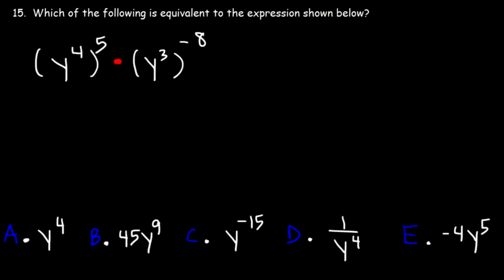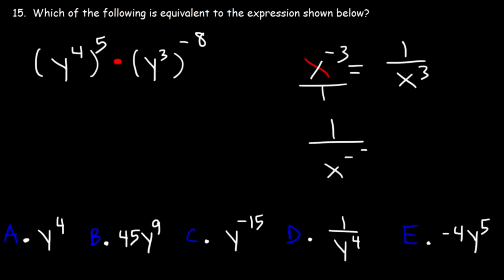Now the last thing you need to be aware of are negative exponents. For example, let's say we have x to the negative 3. This is the same as 1 over x cubed. So if you move the x variable from the top to the bottom, the exponent changes sign. Likewise, if we have 1 over x to the minus 5, you can move it to the top and the negative 5 will become positive.